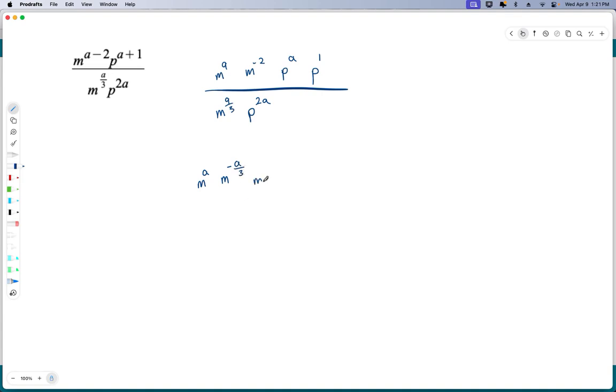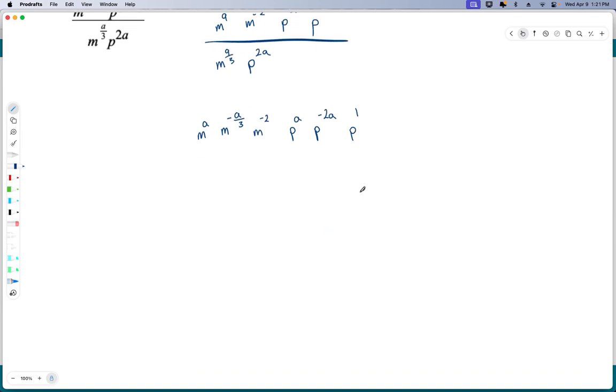And then I've got m to the negative 2. All right. Now I've got my p's. I've got p to the a power, and I've got p to the 2a on the bottom. I'm going to change the sign, p to the negative 2a. And then I've got p to the 1 right here. All right, so now I'm going to look at combining the ones that have this like term in them.